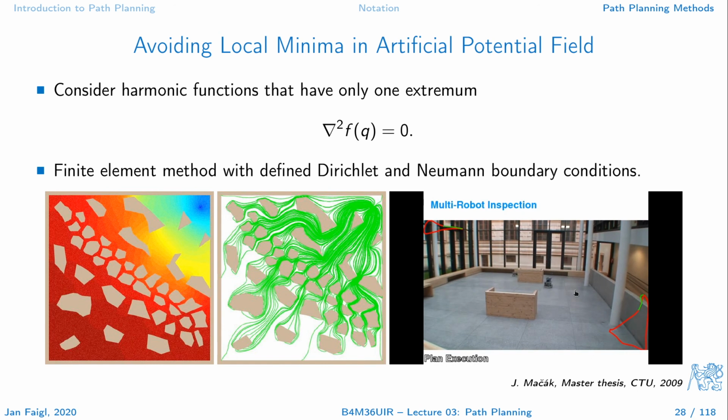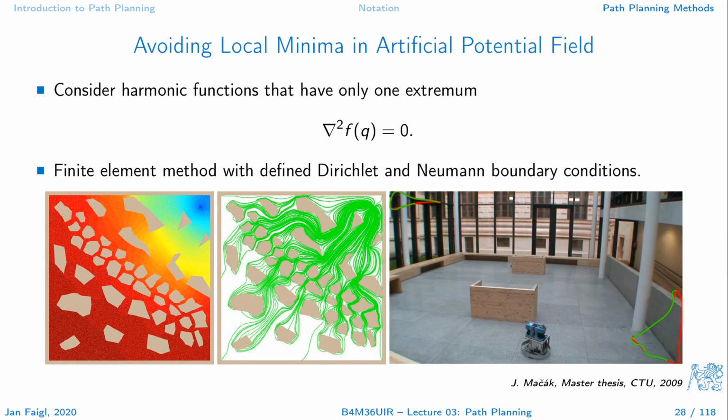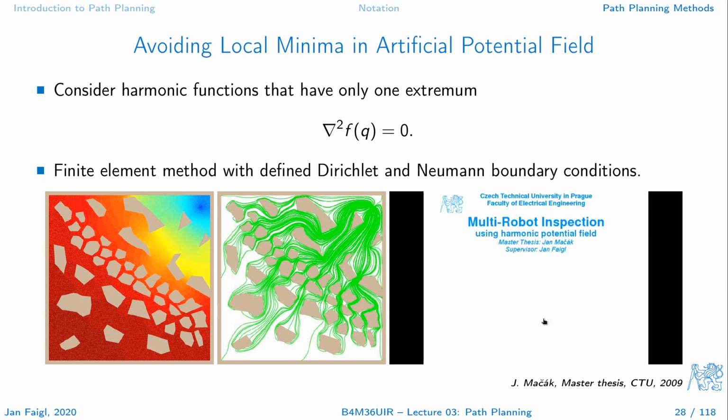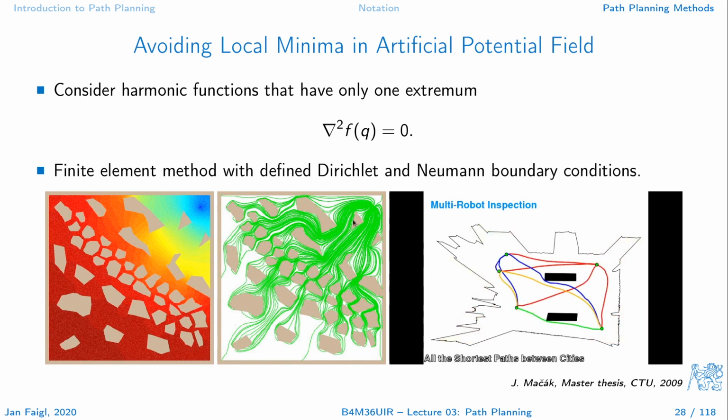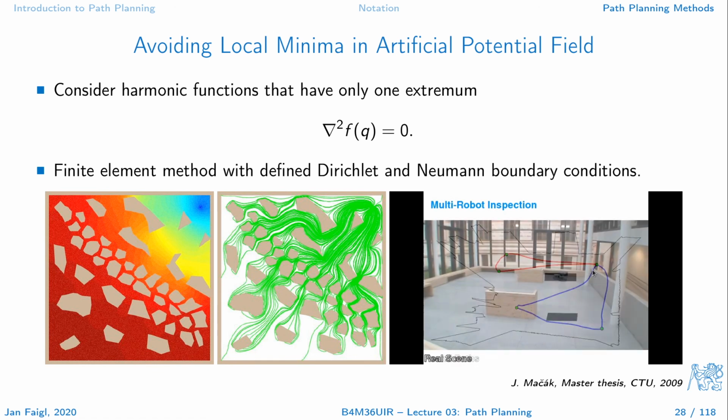Just to make some comments on that. You can have the artificial potential field with only one extreme. Once you have a harmonic function, you need to properly define the Dirichlet and Neumann boundary conditions, and that's a tricky part, because then you can experience problems with numerical stability. But that can somehow be addressed. What you can see in this video is that we have the goal locations here. We pre-compute the potential fields, and then we have the shortest paths, and then we can solve the TSP on top of that.